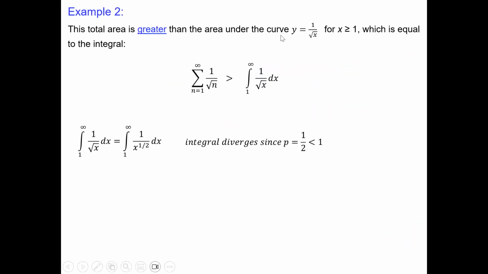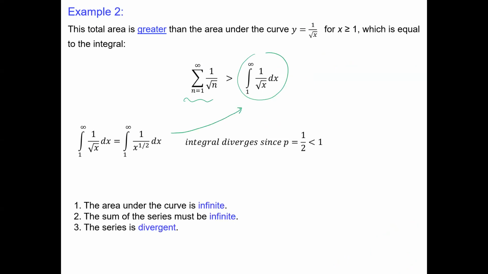Let's actually see, I have this. The total area is greater than the area under the curve. So we have this: this is huge and this is even greater. We also know from section 7.7 on improper integrals that this integral diverges. This is the proof that it is divergent. It means the area under the curve is infinite, the sum of the series must be infinite, the series is divergent. Okay, that's what we can do.